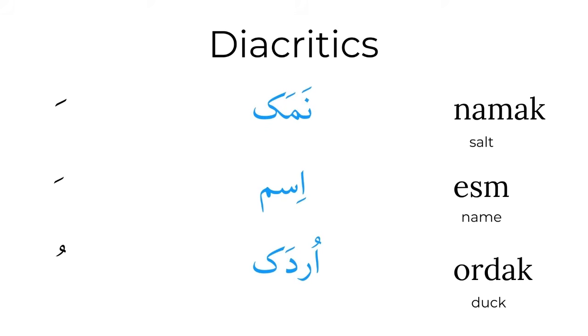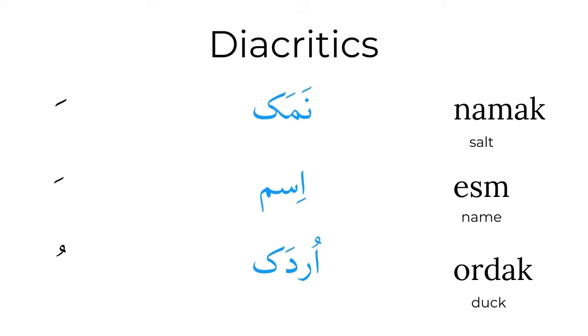We have 3 main diacritics. The first one, when we place it above a letter, gives it a vowel sound. So in our example, we see this diacritic placed above the nun, the n. So n becomes na. And then it's also placed above the mim, or the m. So m becomes ma. So it's namak, which is salt.